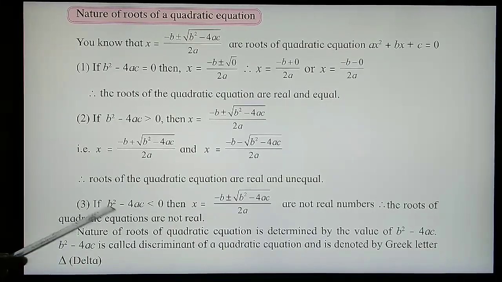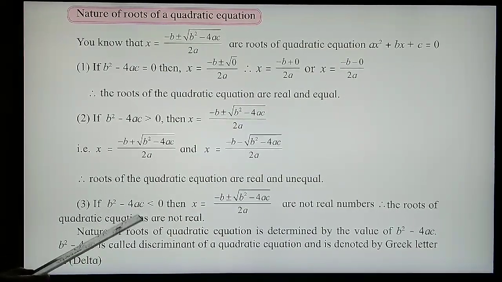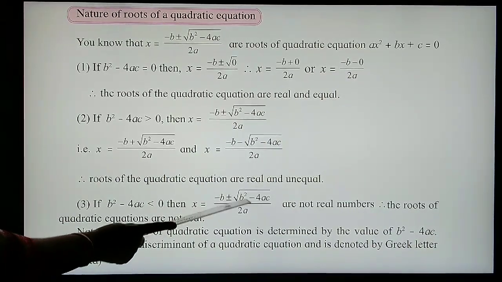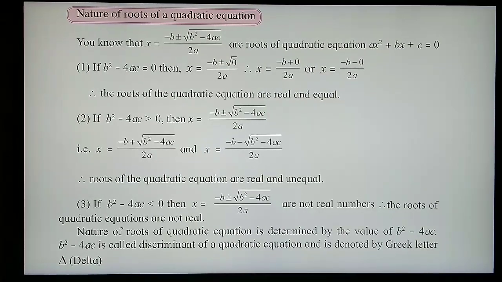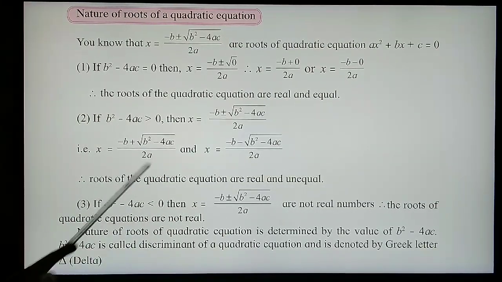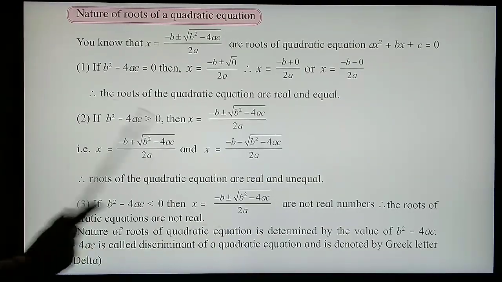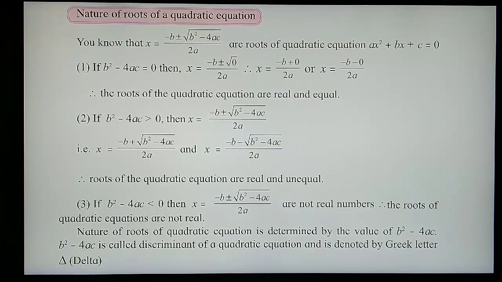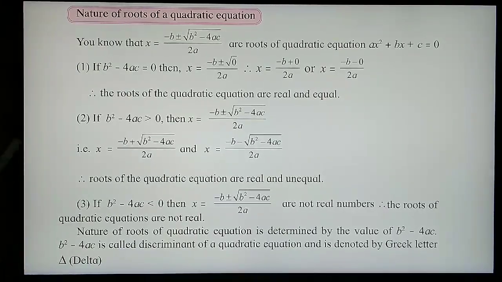See the third point. If b square minus 4ac is less than 0, then x equals minus b plus minus under root b square minus 4ac upon 2a is not a real number. The roots of the quadratic equation are not real, because the value under the root becomes negative. So the roots are not real. Now, the nature of roots of a quadratic equation is determined by this value, b square minus 4ac. So we call this value the discriminant of the quadratic equation, and it is denoted by delta.